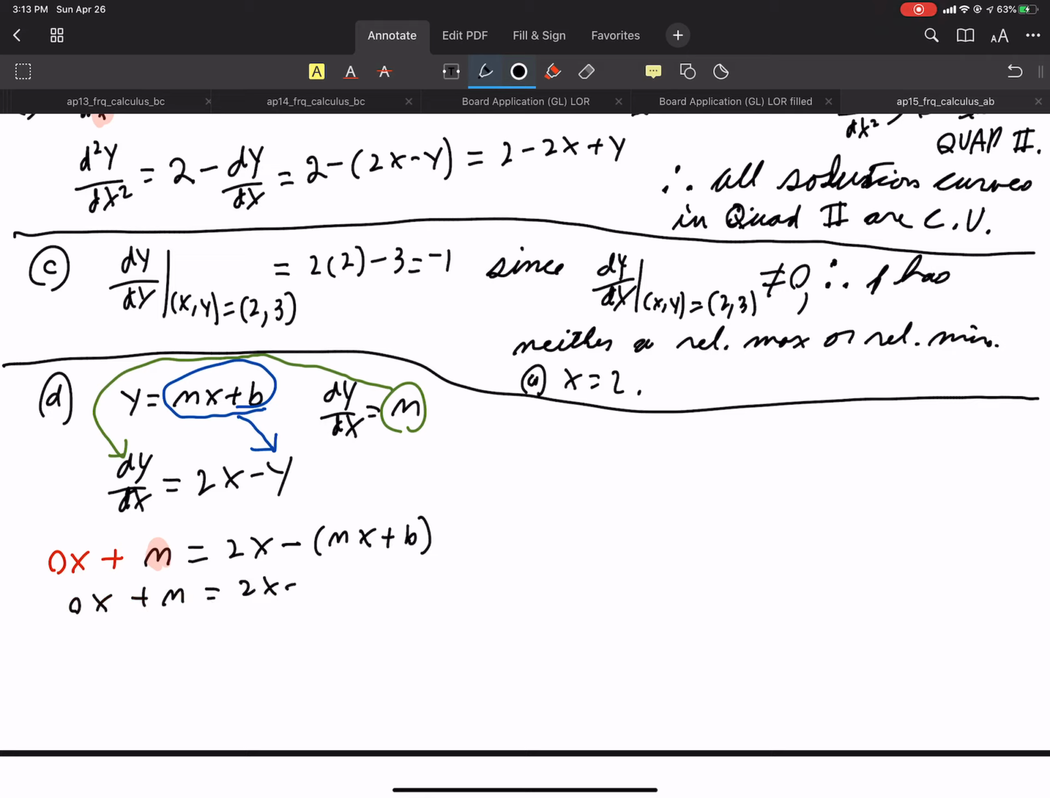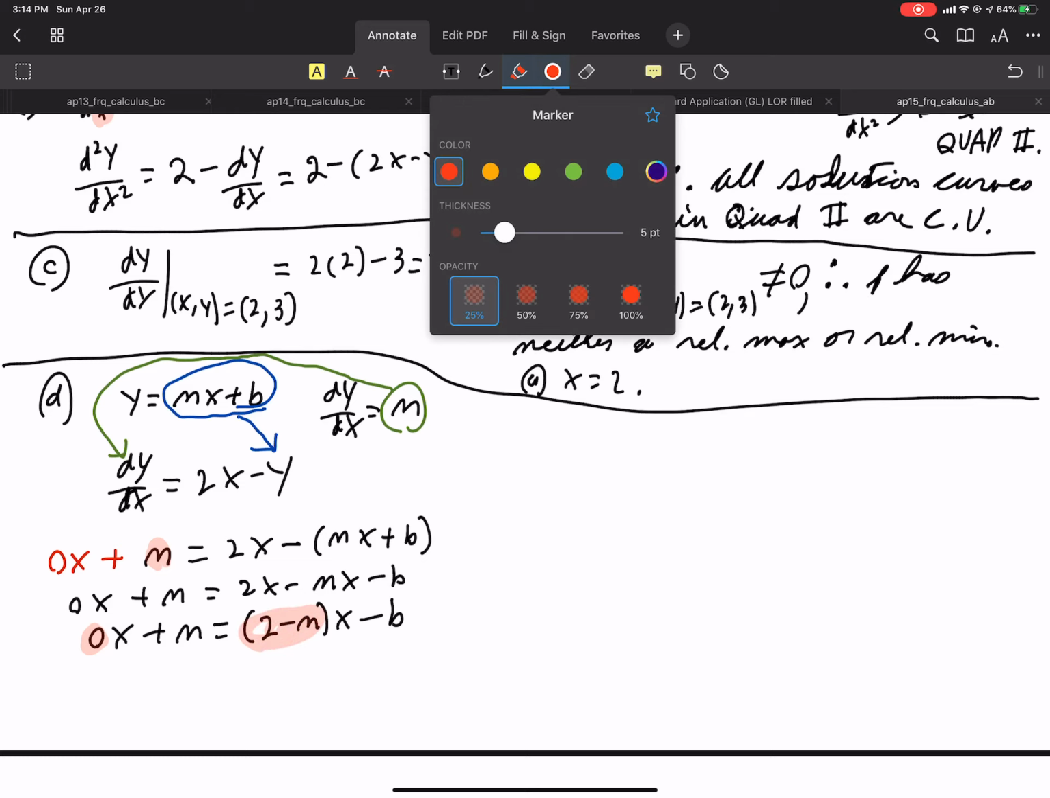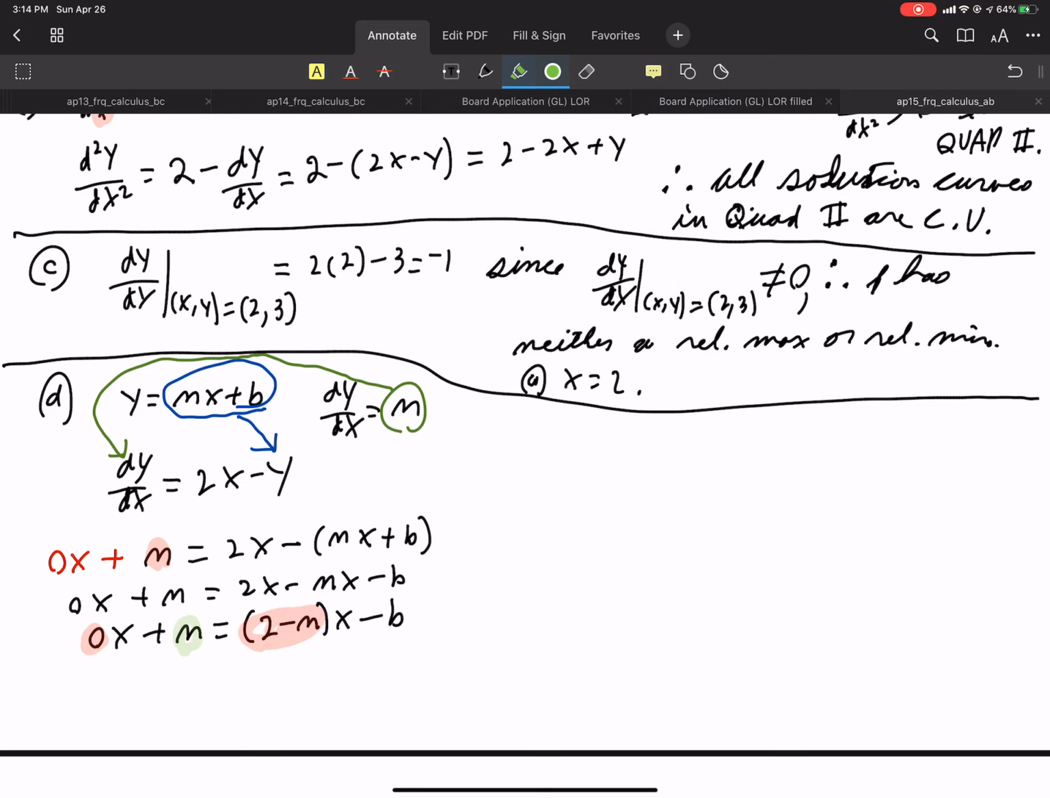Okay, I get 2x minus mx minus b. Okay, everything's looking a lot better. So on the left side, I have an x term and a constant. On the right side, I'm going to factor the x out. I have an x term and a constant. Now we're talking. The coefficient of x here must equal the coefficient of x here for those to be equal to each other. And the constant here must be equal to the constant here.